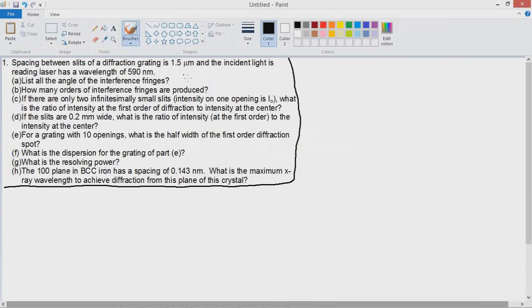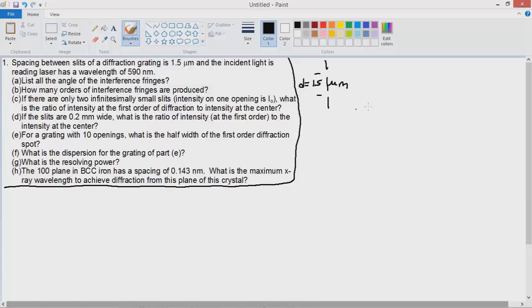Ready for the next problem now. We have a diffraction grating. This is a long one, so I might have to break this up into a few pieces. We start out with a diffraction grating. It's picket fences. The distance between openings is 1.5 micrometers.